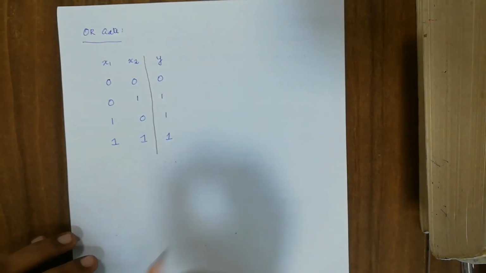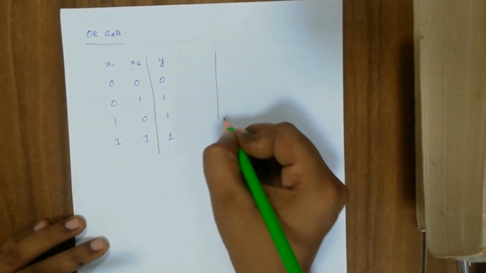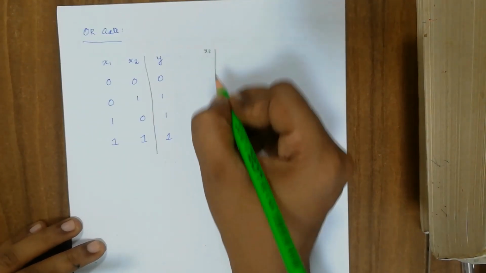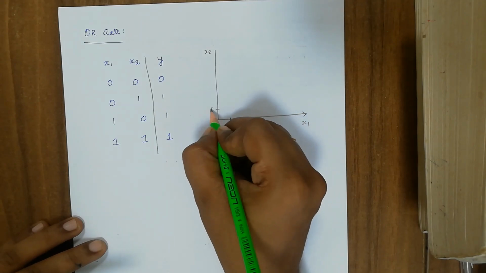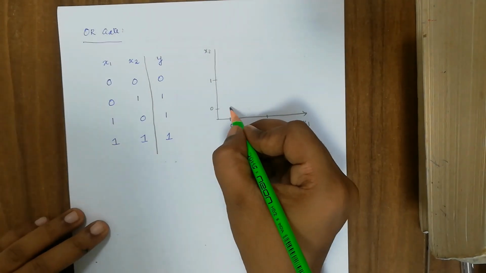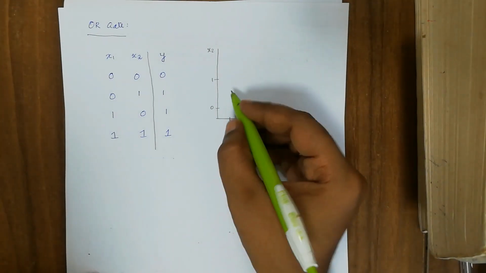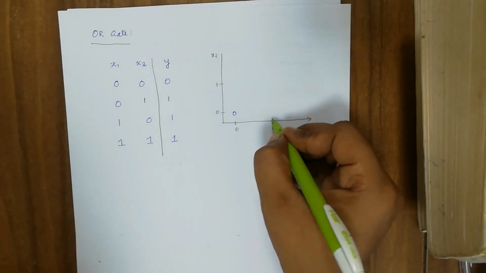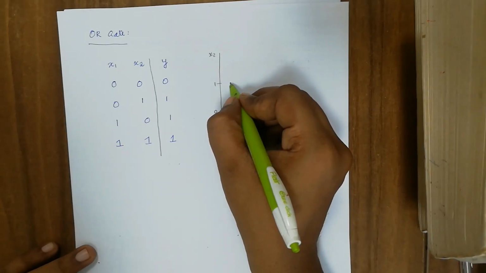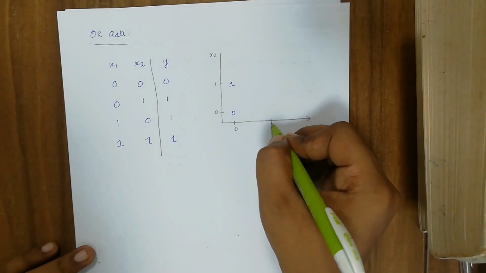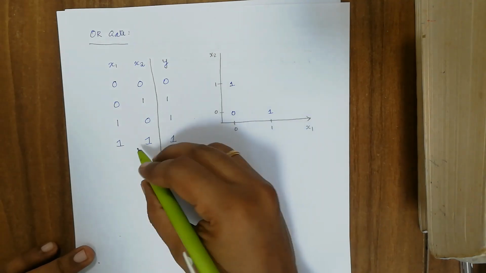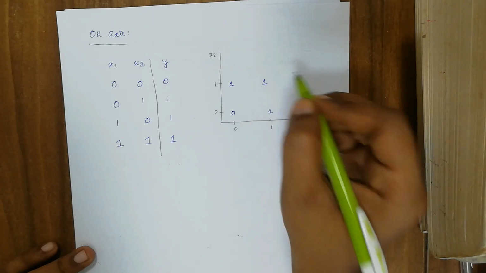Now let us plot this in the feature space consisting of x1 and x2. So this is 0, 0, then 1, 1. For 0, 0, the output is 0. For 0, 1, the output is 1, and for 1, 0, the output is 1, and for 1, 1, the output is 1.